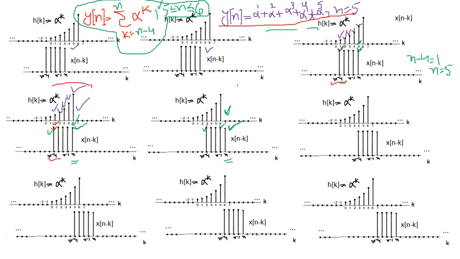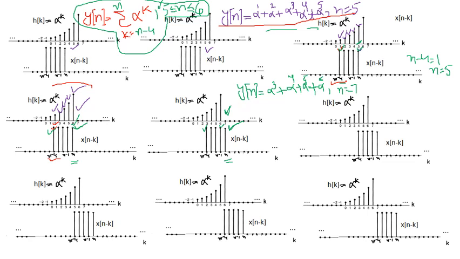So that means we can say y of n equals alpha power 3 plus alpha power 4 plus alpha power 5 and plus alpha power 6 when n equals 7. That is, y of 7 equals this, right?